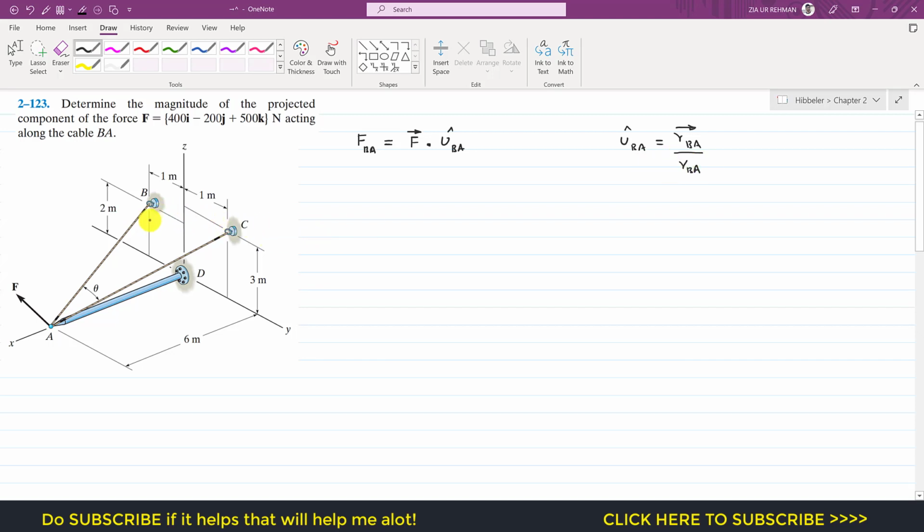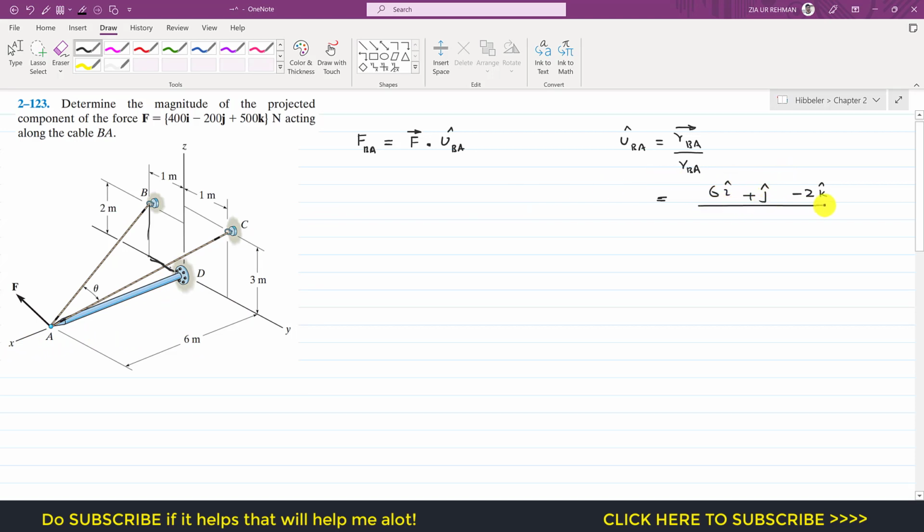We need to travel along the x, y and z axes to reach point A from point B. That will be our position vector. To reach point A from B, we need to travel 2 meters in the negative k, so I will write minus 2k. Then we need to travel 1 meter in the positive j. And then 6 meters in the positive i direction, that is in the positive x, so I will write 6i.